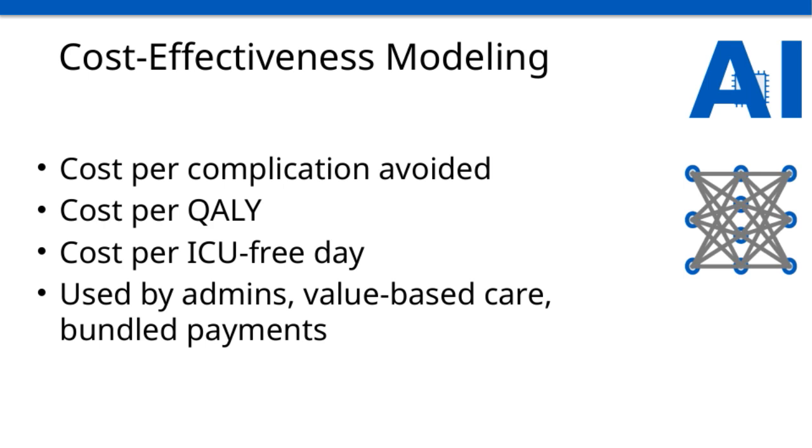First, we have the cost per complication avoided, which helps us understand how much we're spending to prevent each adverse event. Then, there's the cost per QALY, or quality-adjusted life year, a standard measure to evaluate the value of health interventions by combining quality and quantity of life. Next is the cost per ICU-free day, giving us insight into how efficiently we're reducing ICU stays and associated costs.